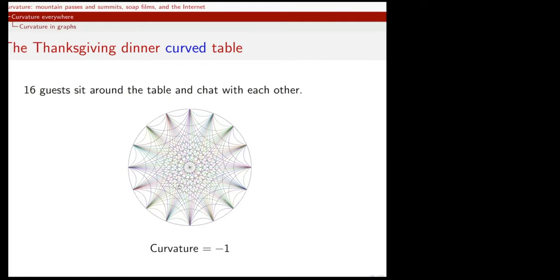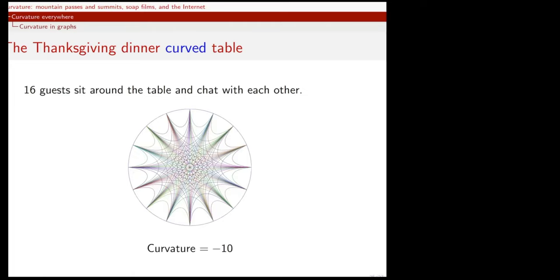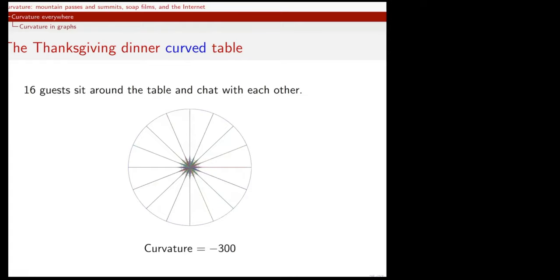But now let's make the mountain pass really steep, namely very curved. So it looks more like this, even more curved, even more curved. And so you see what happens is that when you have a lot of negative curvature, the traffic of information, namely the information, goes all through this part here, which is at the center of the table. Okay. So for Thanksgiving, it's really bad because then that means that the turkey is covered with spit, right? That's not good.